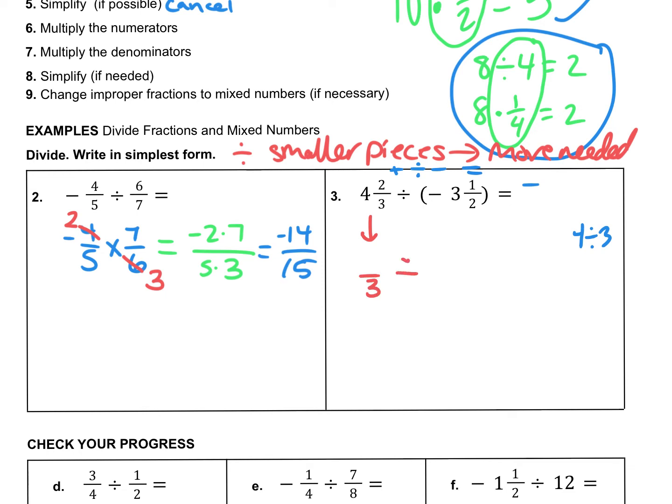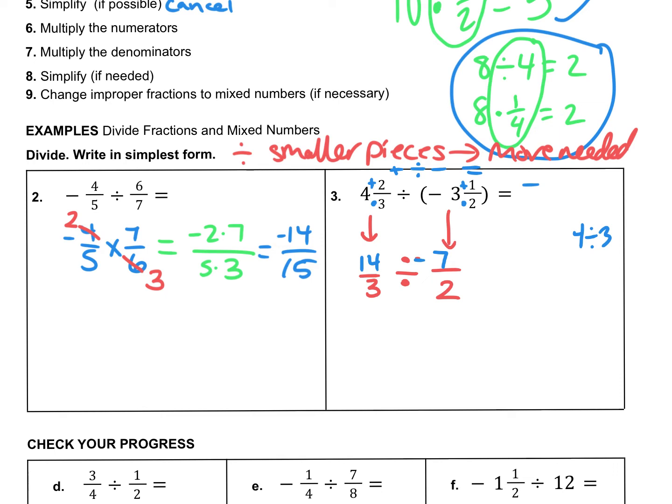First thing I have to do here is change these to improper fractions. So before, I'm not even going to change it to multiplication yet. I'm going to do one thing at a time. So I'm going to change both of these. Remember, I multiply, because 4 is 4 full thirds. So that's 12 plus 2, so that's 14 thirds, divided by a negative. 3 times 2 is 6, plus 1, a negative 7 halves.